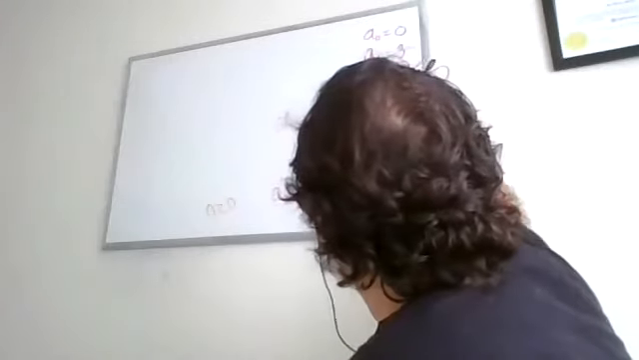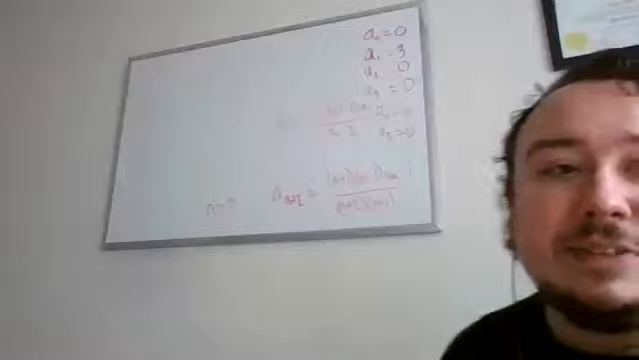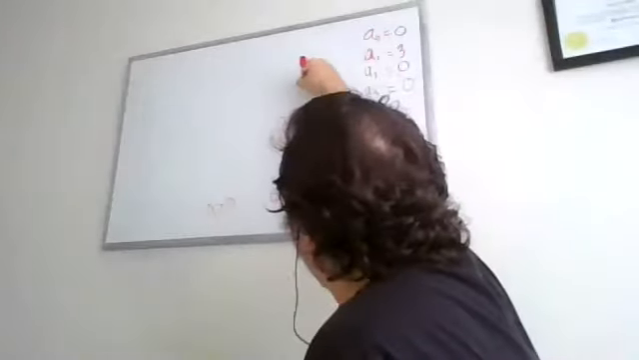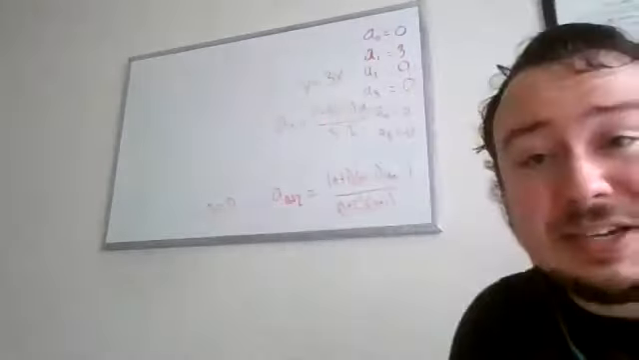So a4 is 0, a5 is 0, and all the rest of them are 0. So all we have is a1, and remember, that goes next to the x term. So that's a very long-winded reason why y is equal to 3x for this one.